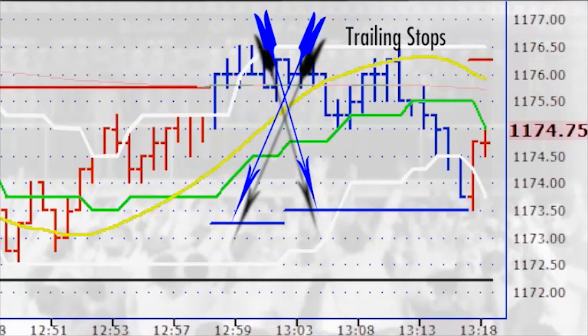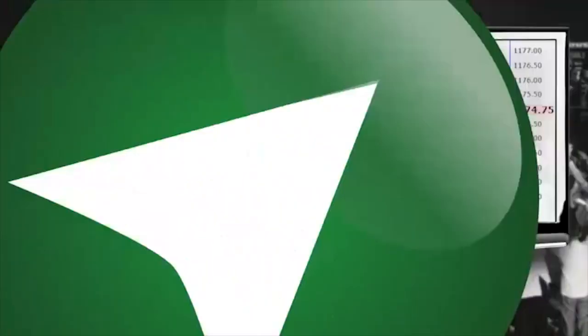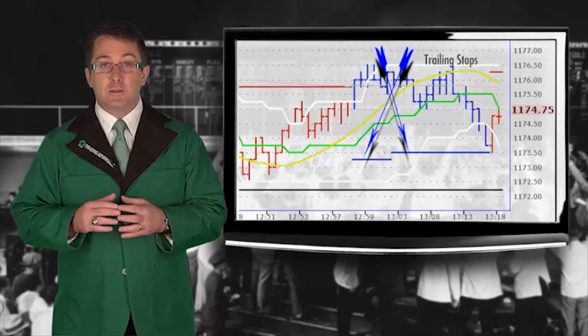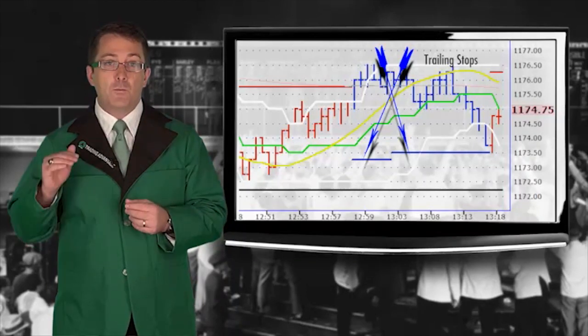These bars will always move in the direction of the market, and that means if you go long and the market moves higher, the protective sell stop will also move incrementally higher. On the flip side, if you go short and the market moves lower, the protective buy stop will move incrementally lower.